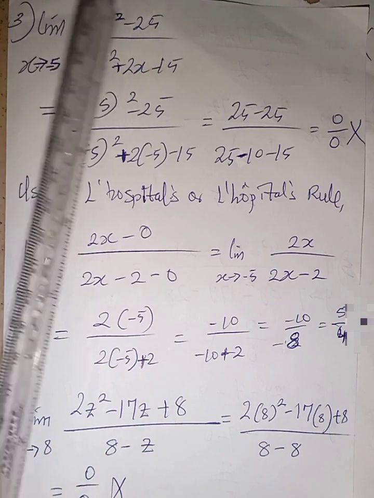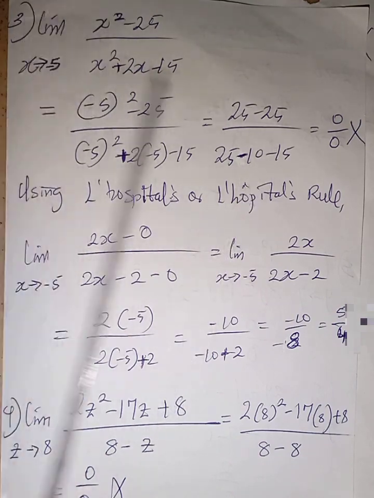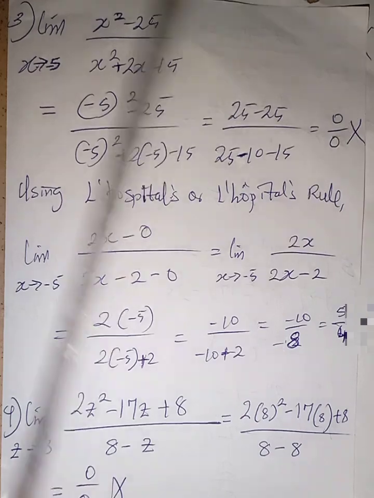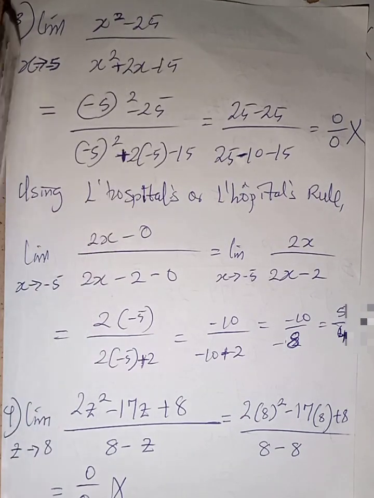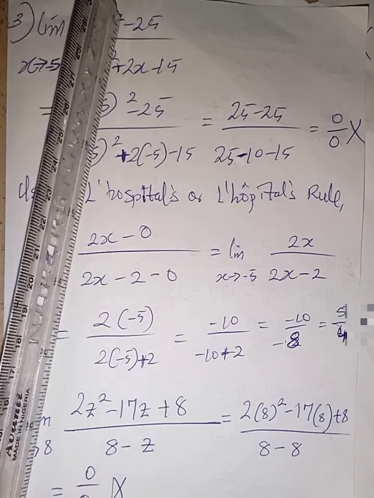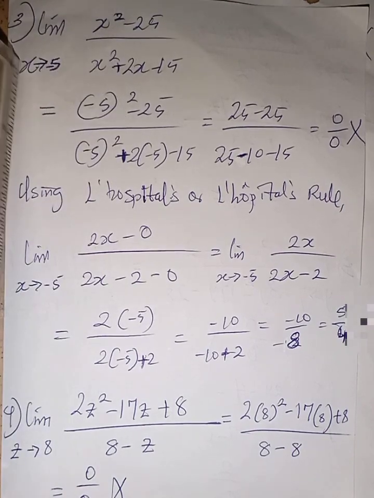So what we are going to do now, applying this rule: if this method failed to solve the problem, you differentiate this and this with respect to x, which is here. So let's differentiate the numerator and denominator with respect to x, and so we are going to have.